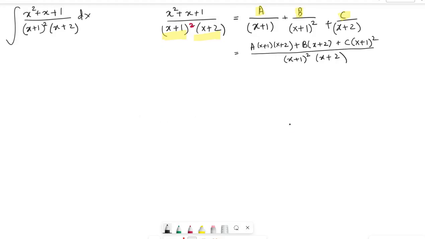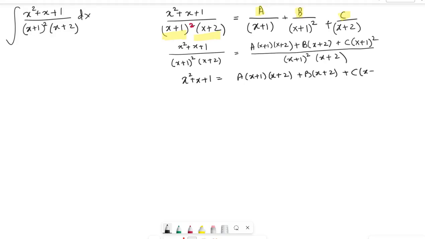On the left hand side, we have x square, the same thing. Now you notice from left hand side and right side, the denominators are same. So the numerator will be same too. So we can say x square plus x plus 1 is equal to this whole numerator. Now from here, our goal is to figure out the values of A, B, and C. That's the first goal, okay?